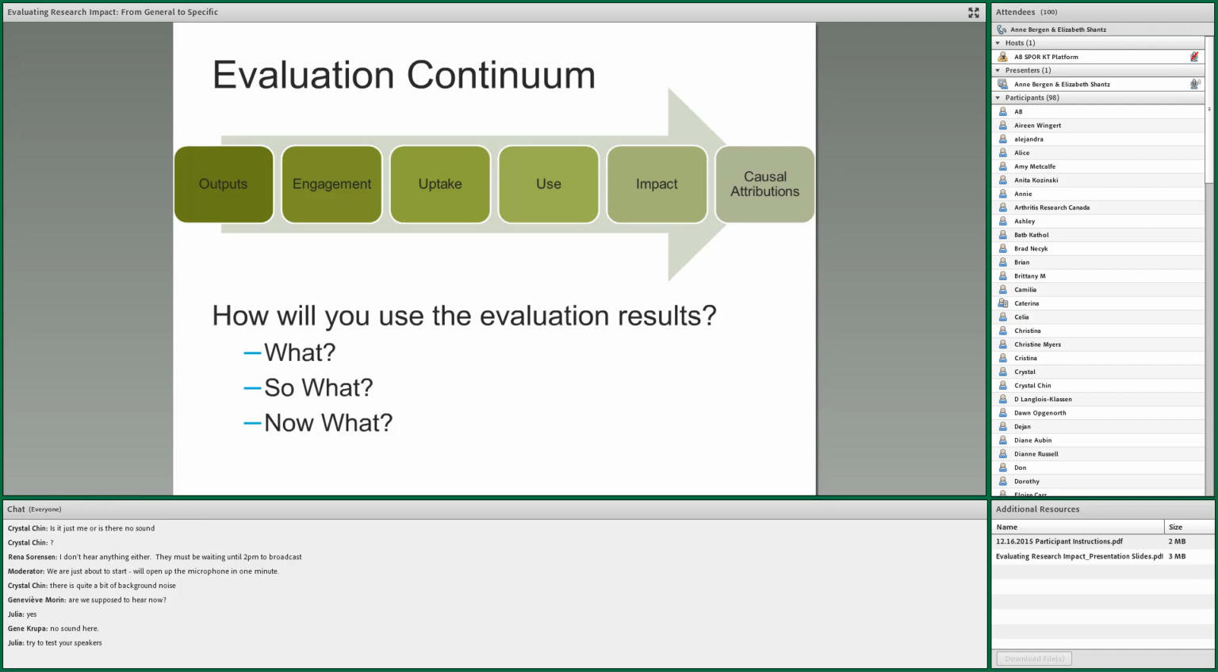What difference does it make if you create a new policy, or if a piece of research informs your behavior and you use it to direct your daily life or your organizational practice? What difference is there at the end? And then again, think back, how are you going to use the evaluation results? So once you find out what impact there is at a certain point in time, what are you going to do with that information? And what difference will that make for you?